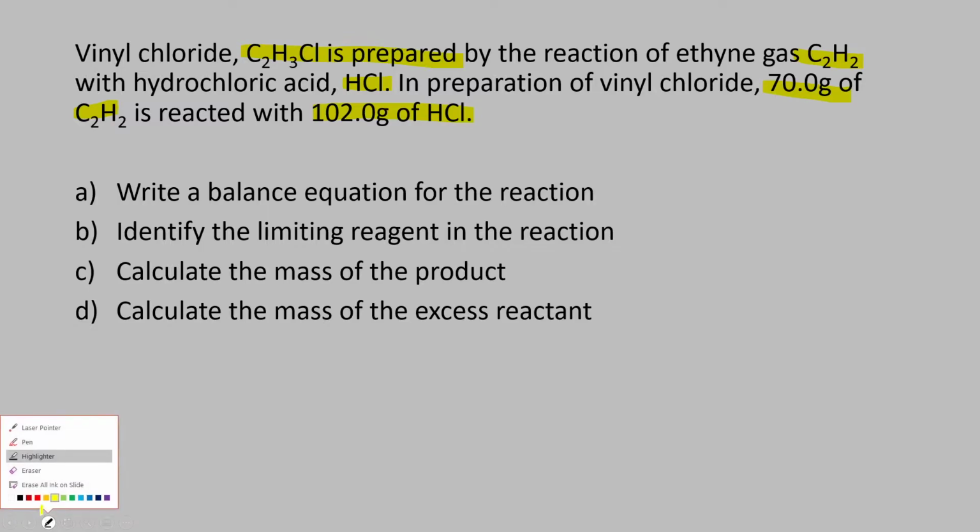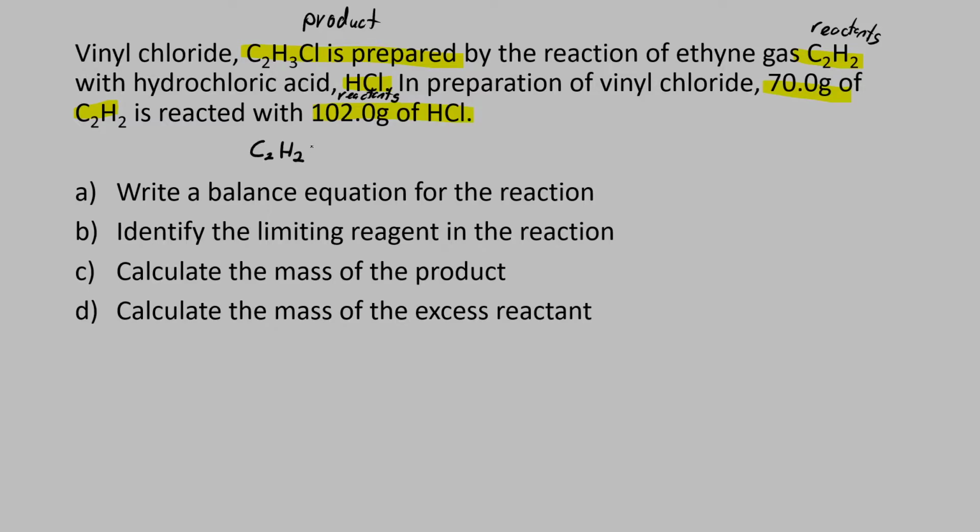So the first question, if they already give the equation, usually they don't ask, but they will ask if they don't give the balanced equation. So we know that this is the product and this is the reactant. We have two reactants. As usual, reactants on the left, product on the right. It doesn't matter which reactant you take first. I like to take the one I find first, so I find C2H2 first.